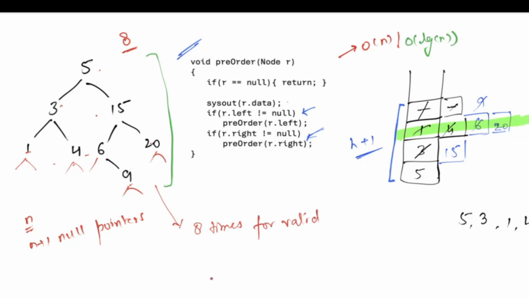Yeah. And it's stopping at 9, and it will be calling 9 times for null. So it is an improvement. It is an improvement, right?